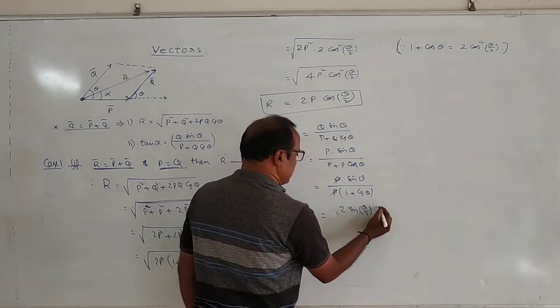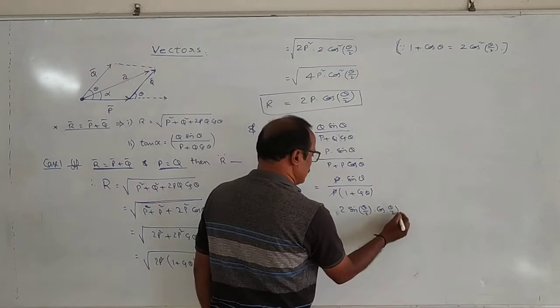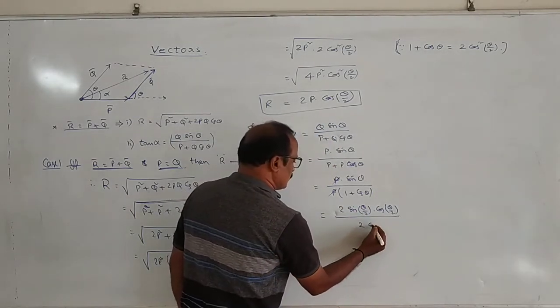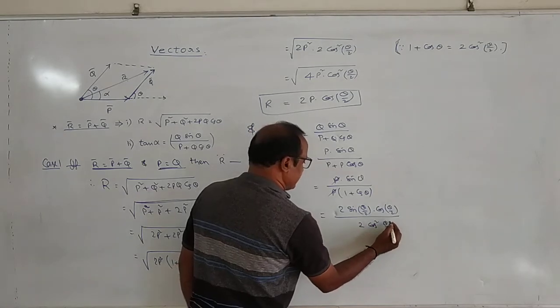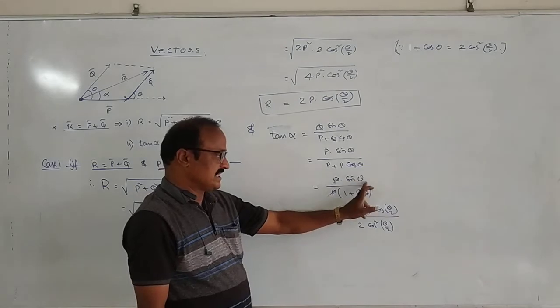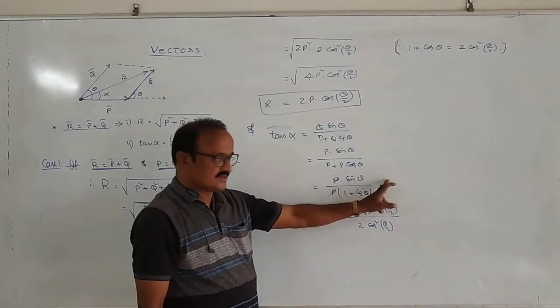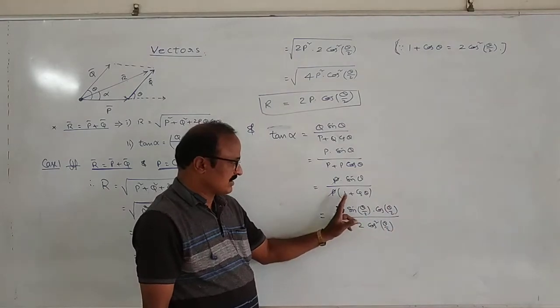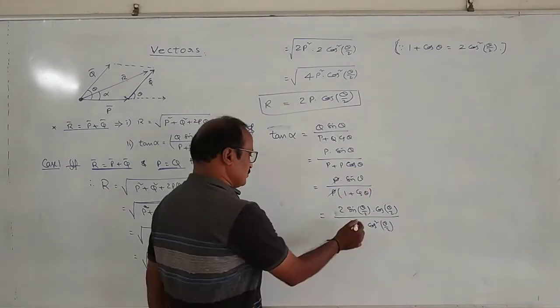Sin theta can be replaced by 2 sin theta by 2 into cos theta by 2, divided by 1 plus cos theta, which is equal to 2 cos square theta by 2. These are the alternative formulas. Generally, sin theta is equal to 2 sin theta by 2 cos theta by 2, and one more, 1 plus cos theta is equal to 2 cos square theta by 2.